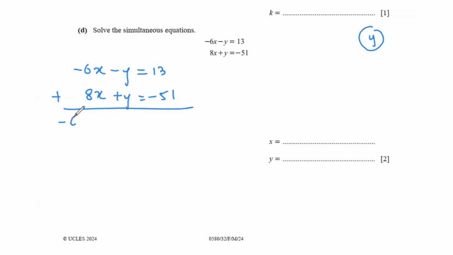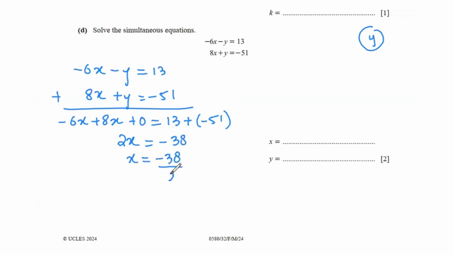Negative 6x plus 8x, negative y plus y is 0. And then we have 13 plus negative 51. Negative 6x plus 8x is 2x. 13 minus 51 is going to give us negative 38. So x is going to be negative 38 divided by 2, which is equal to negative 19.